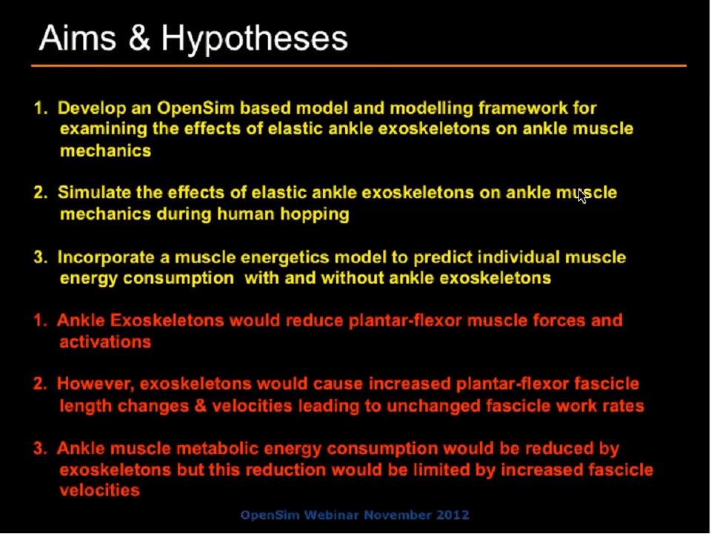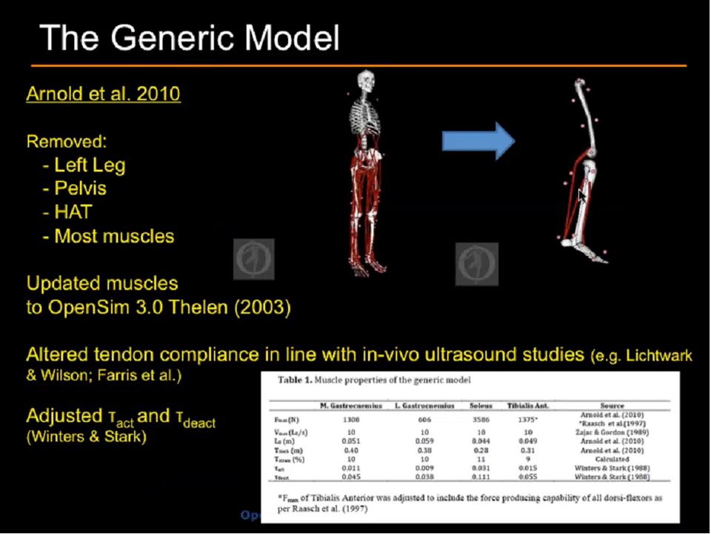So the first step was to obviously come up with our generic model that we were going to use. In this case, we edited Edith Arnold's model, which is a full body model that's available from the simtk.org website. Because we were only interested in the right leg, and in particular the ankle, we removed a lot of elements from this model. We took out the left leg, pelvis, the head, arms, and trunk, and all the muscles except for the 2 heads of gastrocnemius, soleus, and tibialis anterior. These were the muscles that we had electromyographic data for.